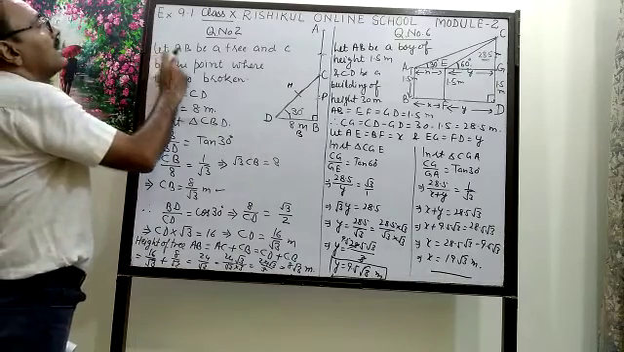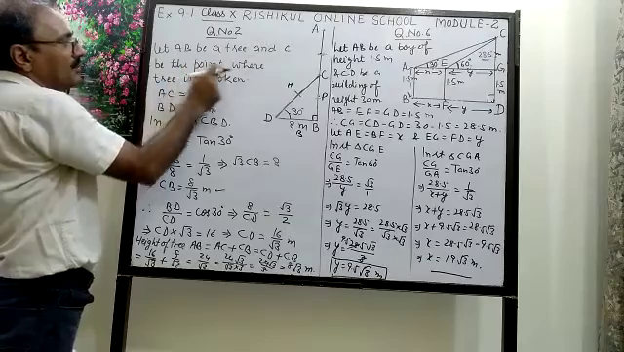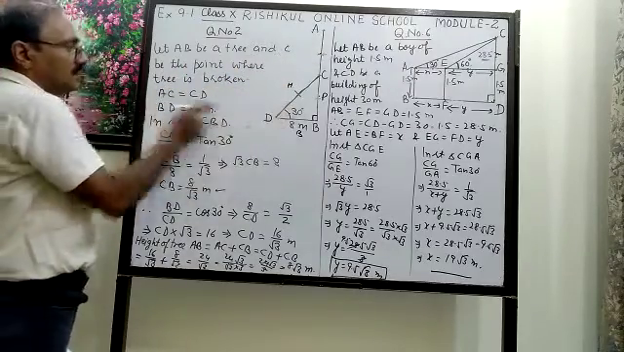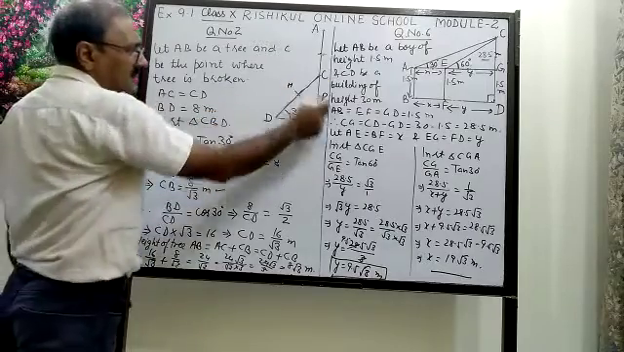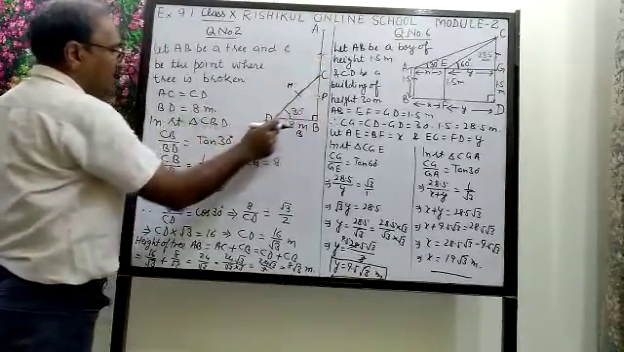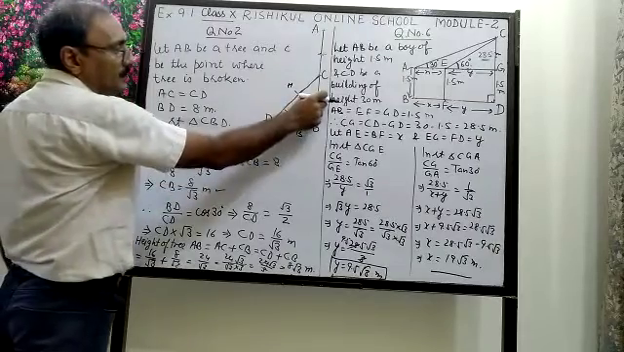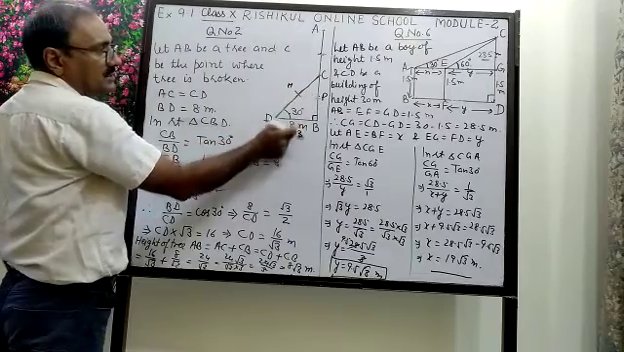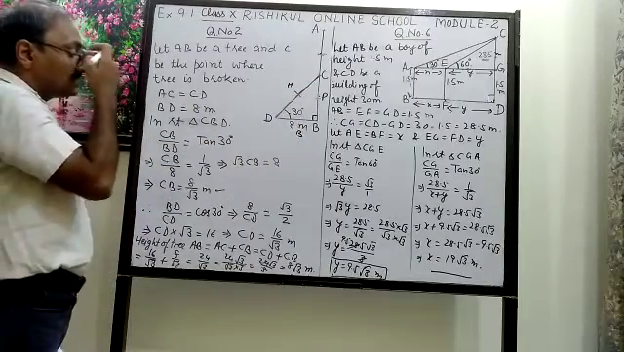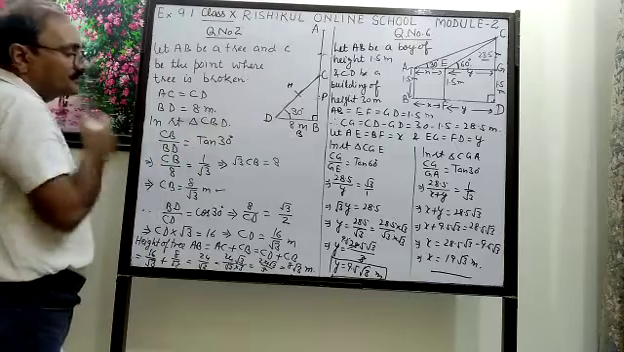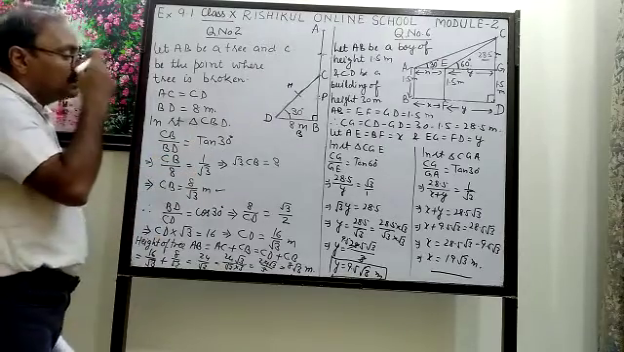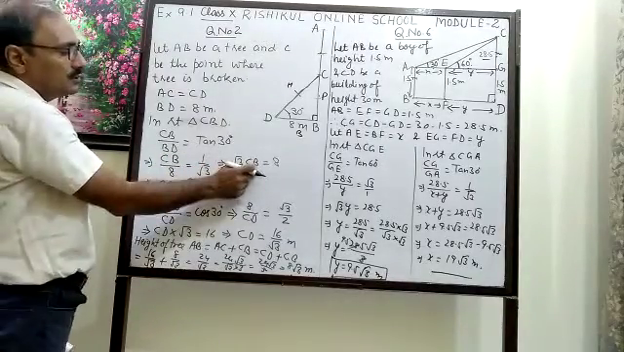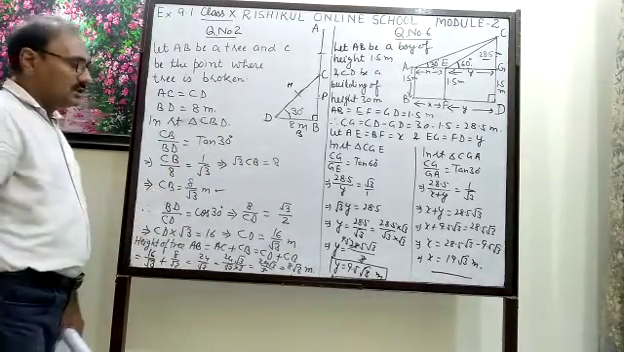Now see, let AB be a tree and C be the point where the tree is broken. AC is equal to CD, BD is equal to 8 meters, and in right triangle CBD, tan 30 equals CB upon BD. CB is the perpendicular because it is the side opposite to the angle, this is the base, and this is the hypotenuse. So CB upon BD is tan 30, which is 1 upon root 3, so CB upon 8 equals 1 upon root 3. Cross multiply: CB into root 3 equals 8 into 1, and CB is equal to 8 upon root 3 meters.